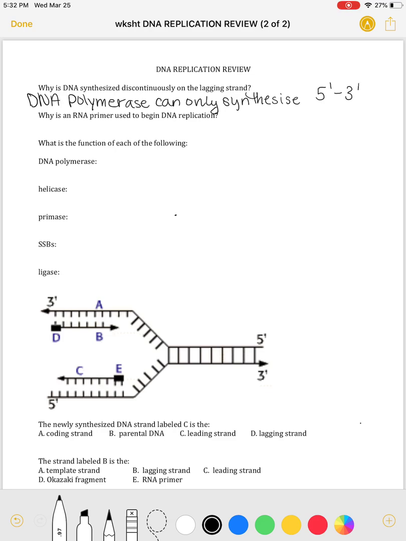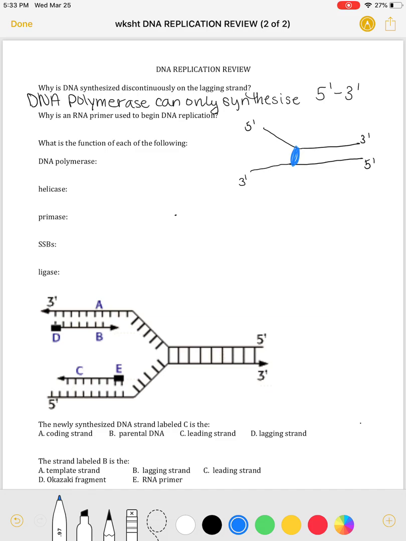Okay, so let me draw a DNA molecule here. I'm going to make a fork. My fork will be right here. I'll make a little small fork here. We'll say that this is the 5 prime to 3 prime of this one, and this is the 5 prime to 3 prime of this one. Here is my replication fork.